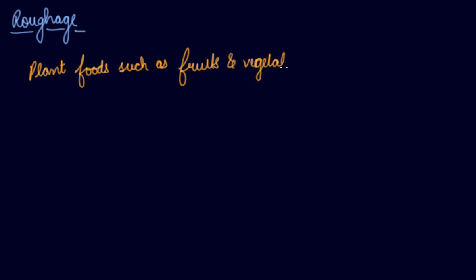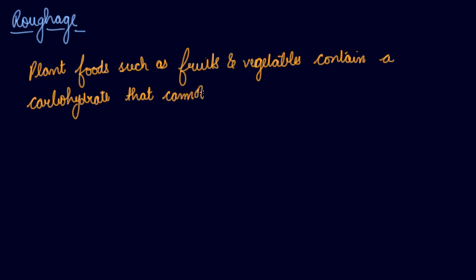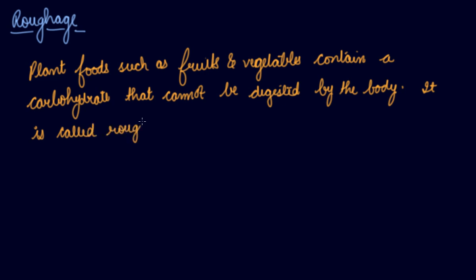So let's understand. Plant foods such as fruits and vegetables contain a carbohydrate that cannot be digested by the body. It is called roughage. Now, what are the functions of roughage?